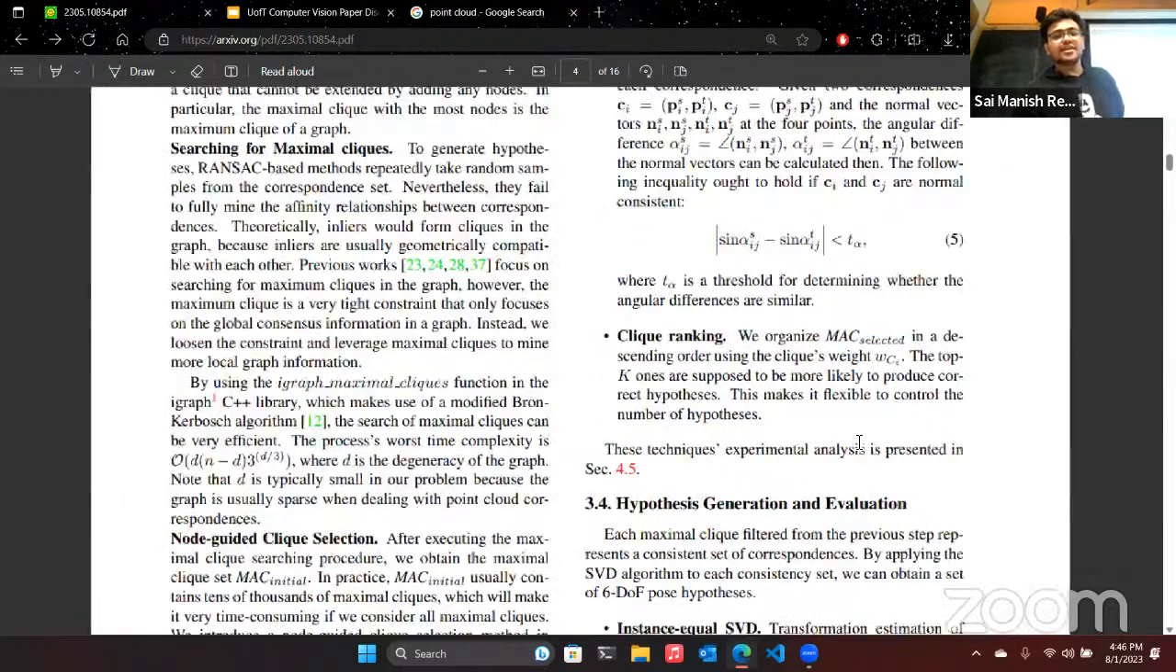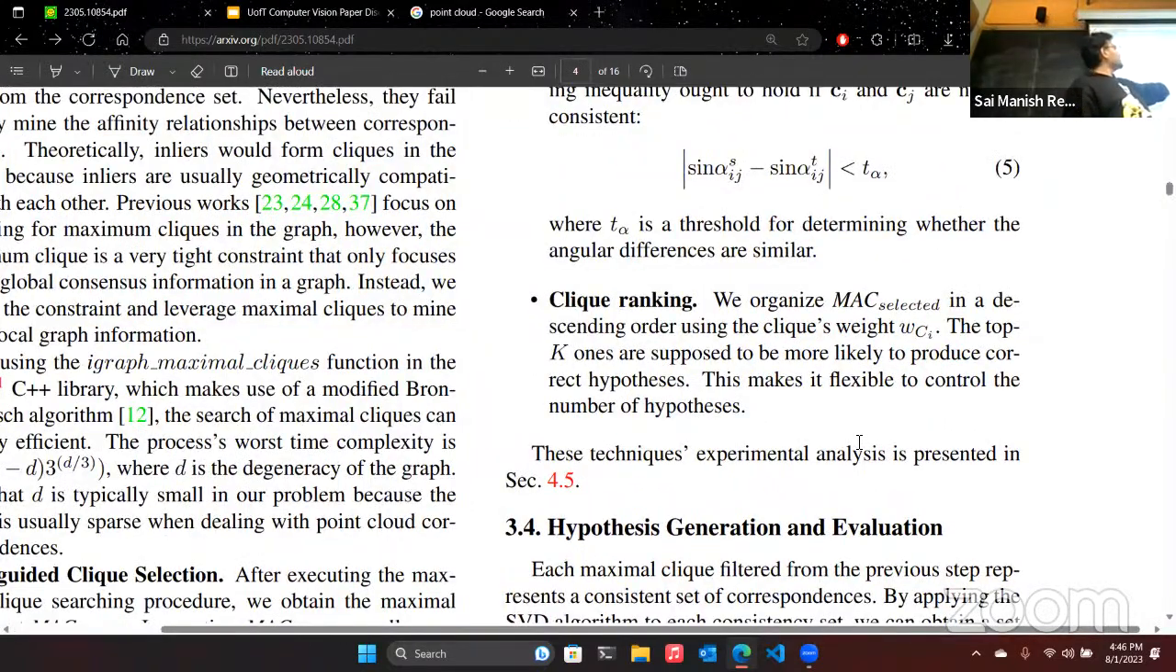Then the last one is clique ranking. It does the same thing: it orders them based on the ranking or the weight of their edge. It's very similar to the node connect selection. It selects particular cliques based on the maximum weight a particular edge has. For example, if an edge has 0.9, 0.7 and 0.6 compared to 0.8, 0.8 and 0.7, it will choose the 0.9 because of the higher weighted edge.